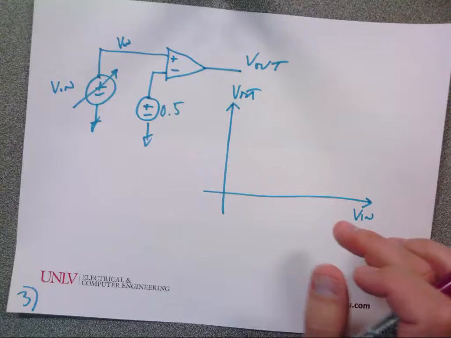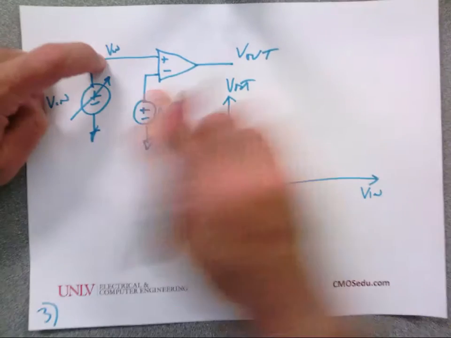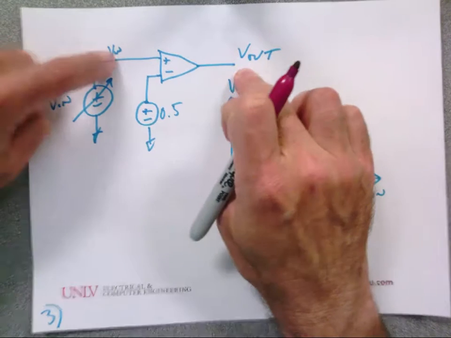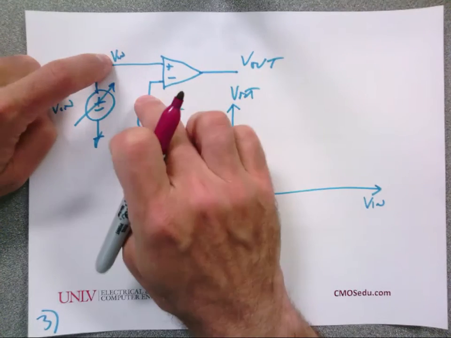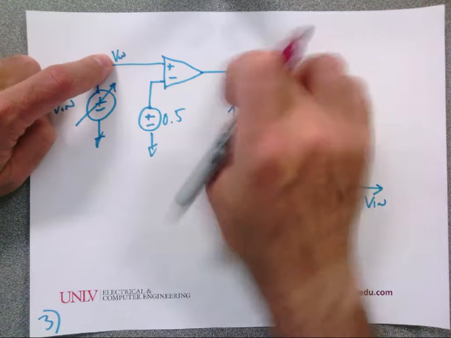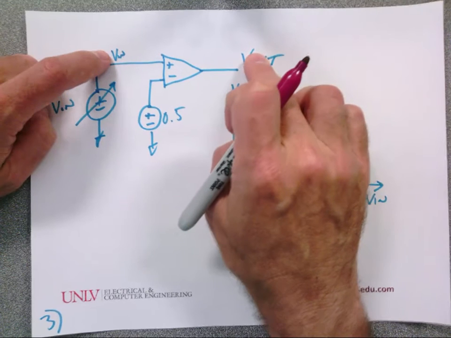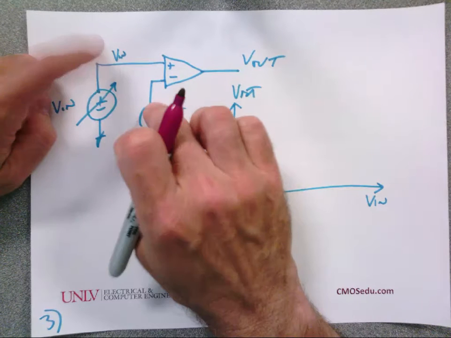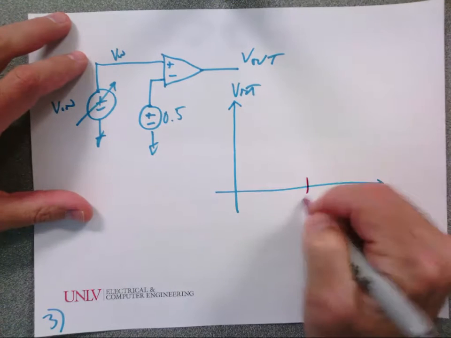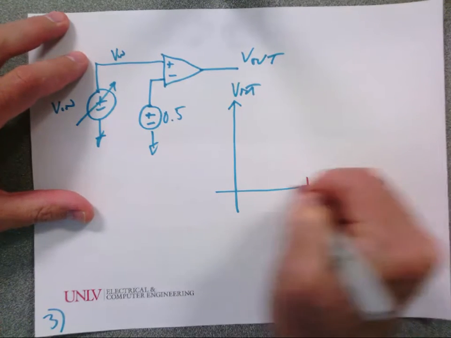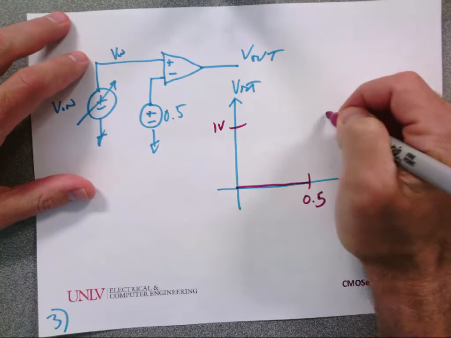Wait, you need to make sure this is really clear in your head. This is below this, the output's at ground. This is above this, the output's at VDD. When they're equal, or nearly equal, the output's some range between 0 and VDD. That's op-amp action. That's why I need feedback. That's how I use this as a comparator to compare two voltages. So below 0.5, I'm going to be here. Above 0.5, I'll be here.